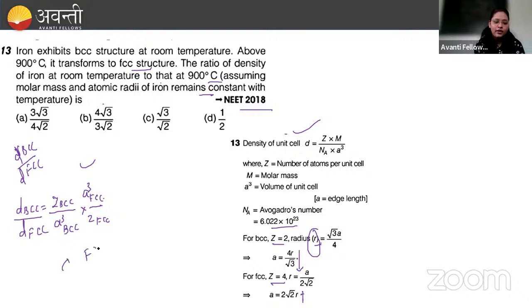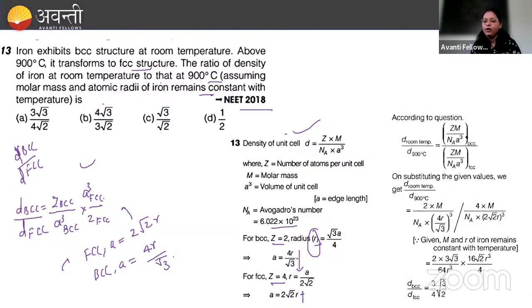For FCC, the a value will be equal to 2 root 2 r. And for BCC, the a value will be 4r by root 3. Put this value in this formula. What will happen? So here you can see BCC by FCC, by substituting this value, 2 into M by this much, 4 into M by this much. Okay, number of atoms. These N_A are the same, so they will cancel out. Okay, by putting these values, you can see what things are going to cancel here.